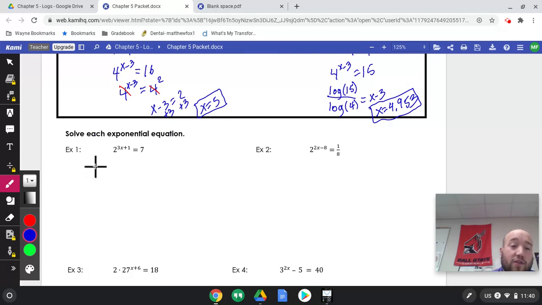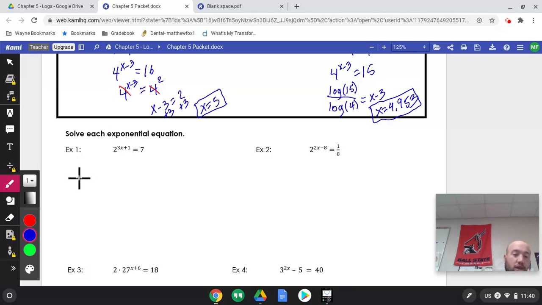Okay, so we look at this first one. First question, do we have to do any basic algebra? And I know there's a plus 1 up here, but that's in the exponent, so we don't have to deal with that. Okay, we can just leave that up there. And what we need to do now is we can use our change of base.